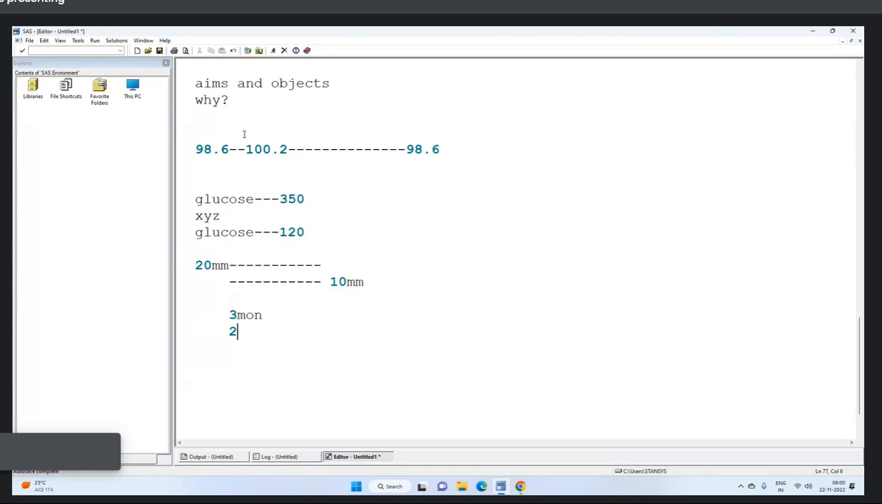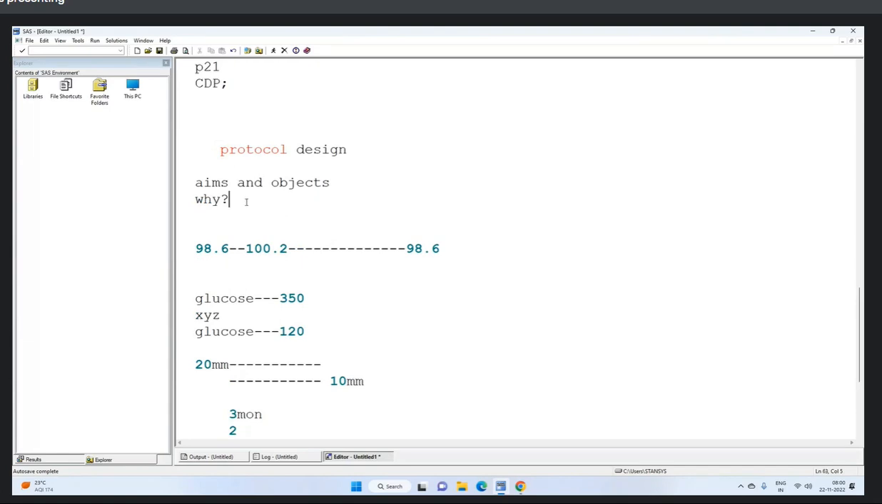So each and every study is going to have an objective of the study, and that comes under aims and objectives. Understand this one? We have a purpose why we are doing the study, and you should write that, which comes under aims and objectives. And the second important thing is each and every study is going to have a secondary objective, and you should write that secondary objective also.